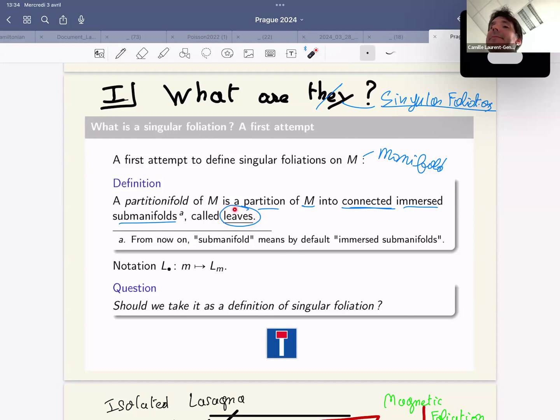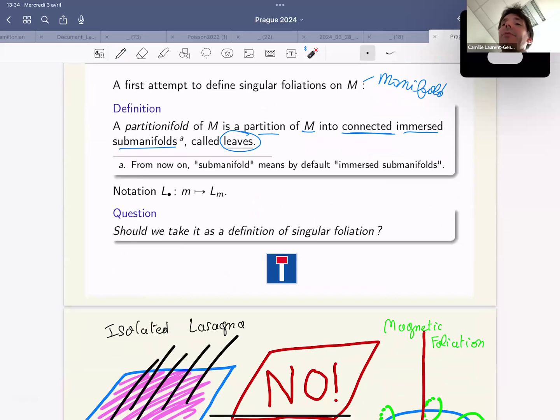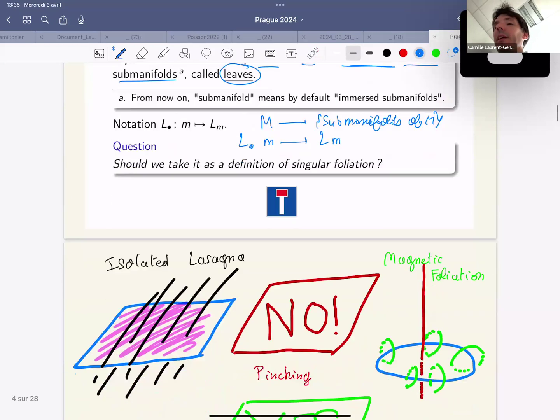And well, this definition is extremely useful. It's useful to have a word to say it, but it's not interesting. It's not how we should define singular foliations. It's way too wide. Let me introduce a notation because I will use it many times. A partitionifold, I will denote it as a map from M to submanifolds of M, connected and immersed, but I don't write it. It goes like this: to a point m it associates the leaf through it, L_m.